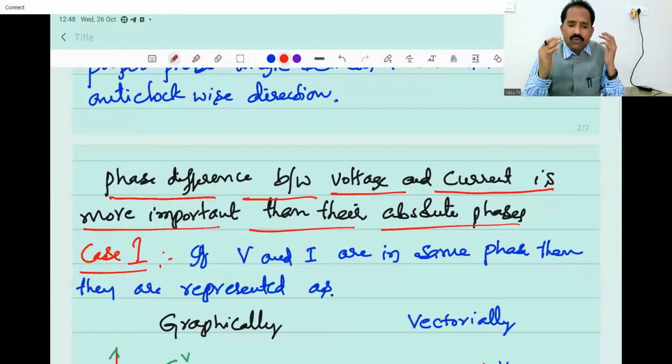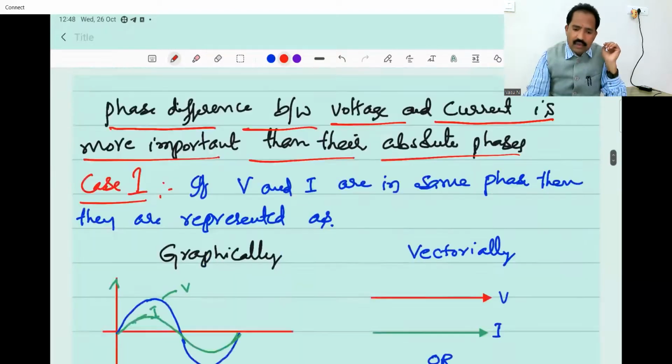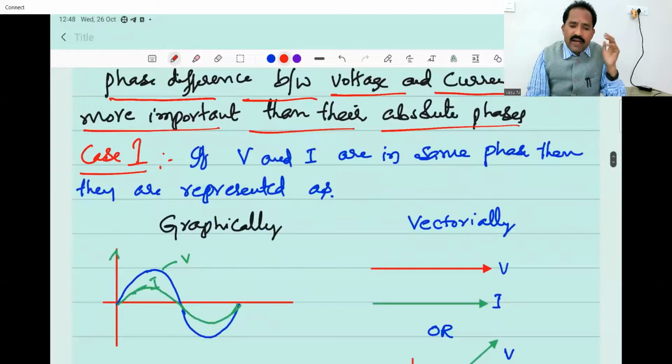For example, in the case of pure resistor, in case of pure inductance, in the case of pure capacitance, in the case of LCR circuit, we have to say whether the voltage and current are in the same phase or out of phase. If they are out of phase, what is the angle between them? What is the phase angle between them? So like that, we have to understand and discuss. So to understand that clearly, let us represent different cases.